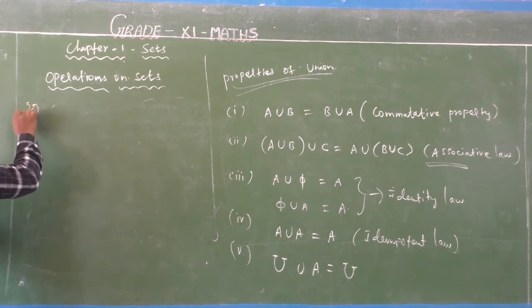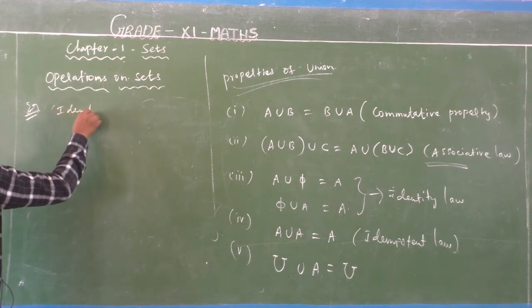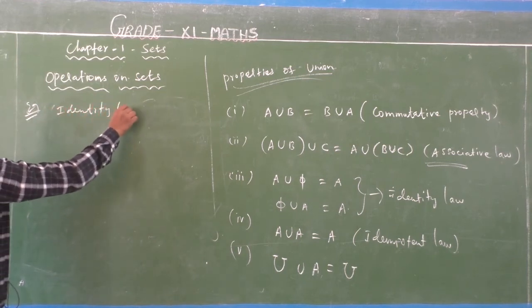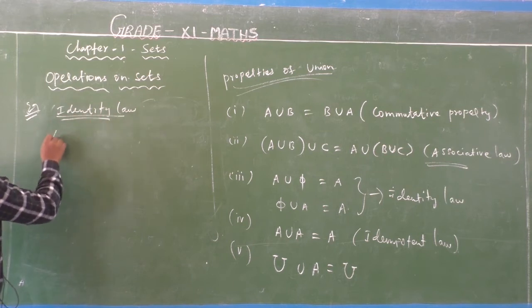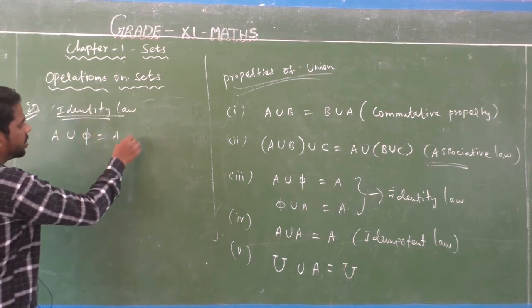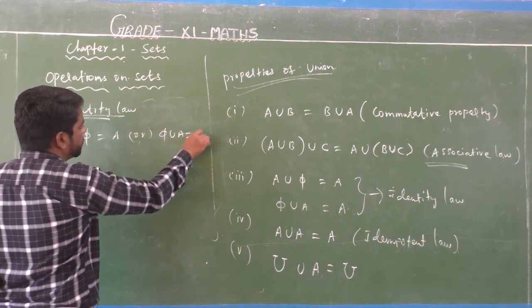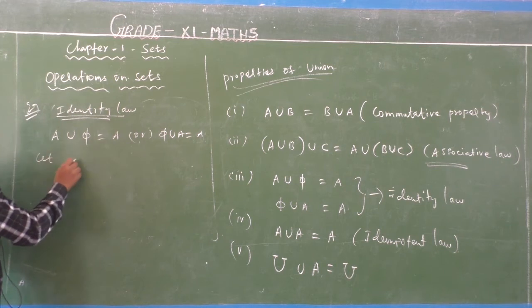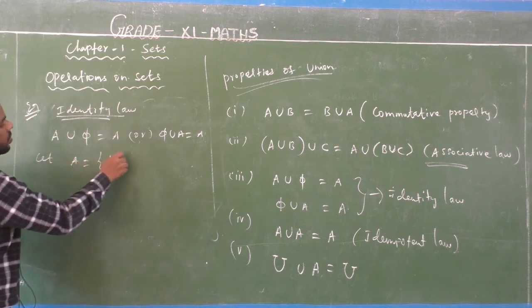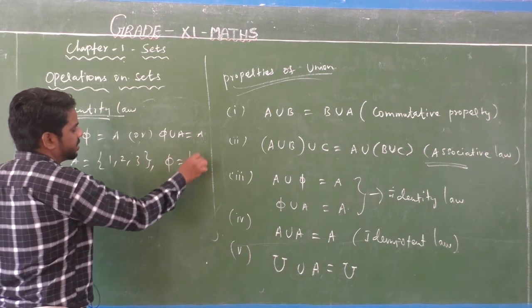Example of identity property. So identity law: A union phi is equal to A, or phi union A is equal to A. So let us consider A is equal to 1, 2, 3. Phi means empty set.